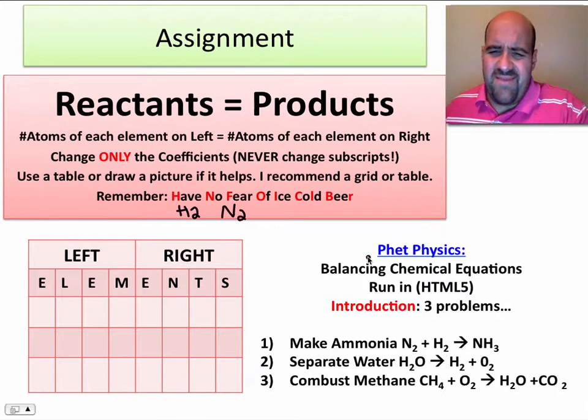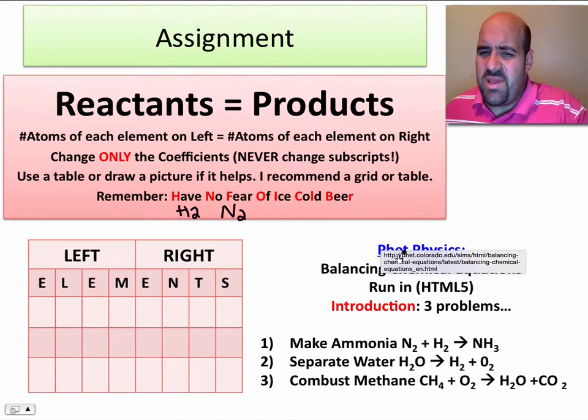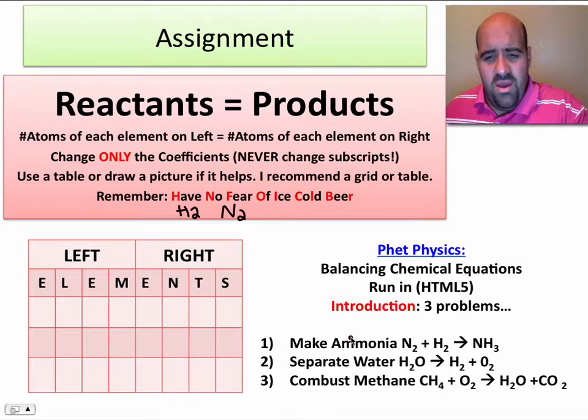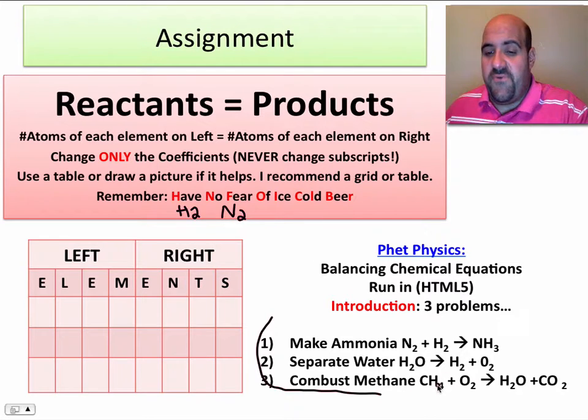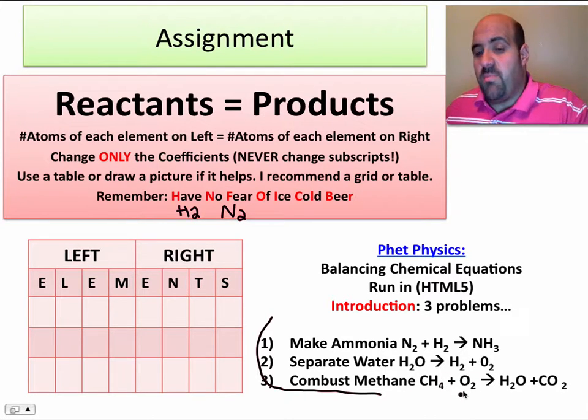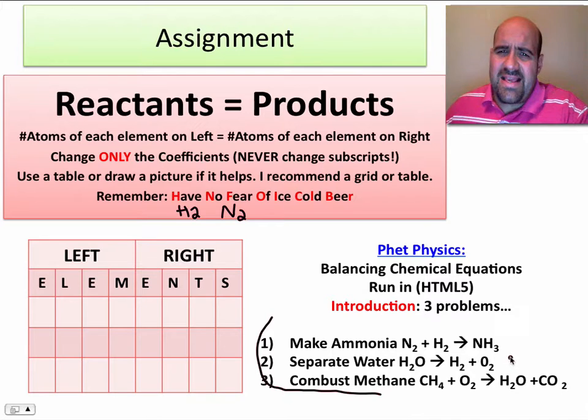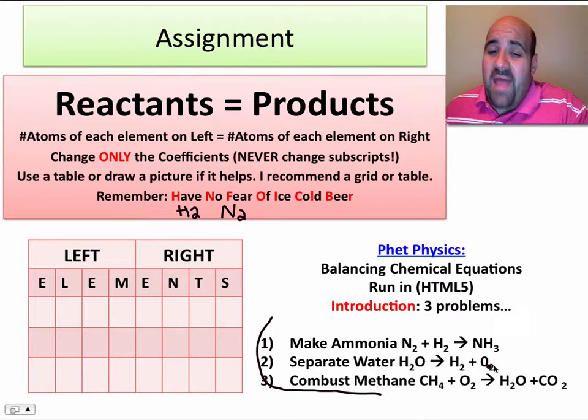And your assignment's relatively simplistic. There is a physics simulation with these 3 problems you have to do. You essentially just have to balance these 3 equations. N2 plus H2 yields NH3, that's ammonia, separating water, and we're combusting methane, which is CH4, plus O2, that's the combustion process, into water and carbon dioxide. So I want you to just balance these 3 equations.